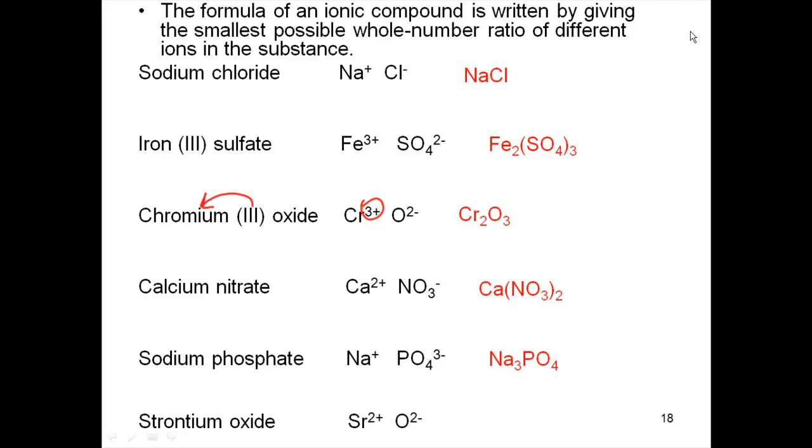Strontium oxide. Okay, I got a 2 plus and a 2 minus. Therefore, all I got to do is write SrO. This is one of those examples. If you cross multiplied, you would have Sr2O2. That's something that's not your smallest possible whole number ratio. It's divisible by 2. You would have to divide by 2 to get it down to its lowest whole number ratio. That's the one drawback of the cross multiplying. You got to make sure you get it to your smallest possible whole number ratio.